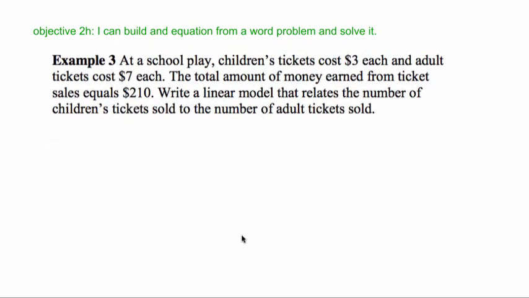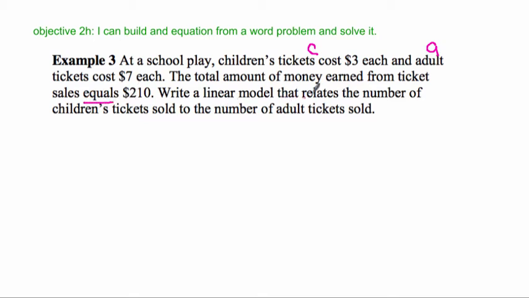Okay, at a school play, children's tickets cost $3 and adult tickets cost $7. So we have a different situation here because we have two different types of tickets and they cost something different, so it's not going to be the same. So if we have our children's tickets, we can call that C, and we have our adult tickets and call that A. The total amount of money earned from tickets equals, there's a good word for us there, equals 210.